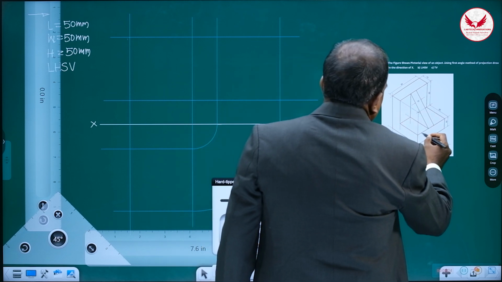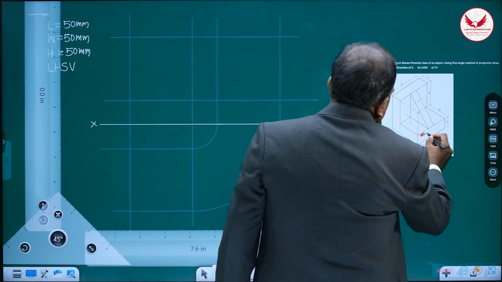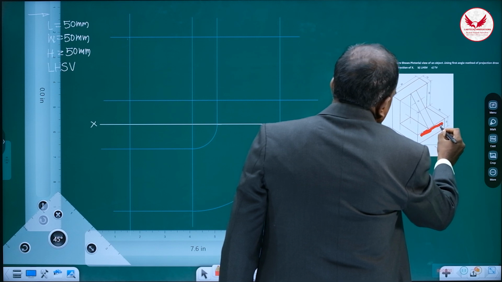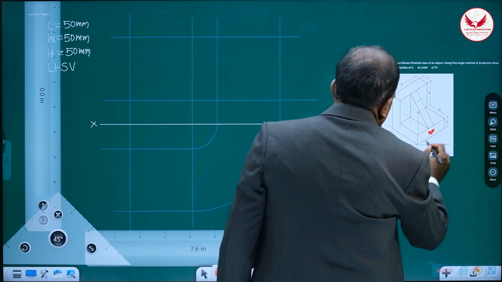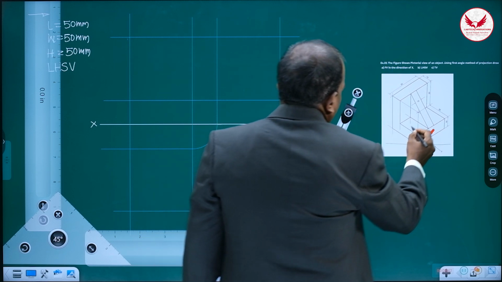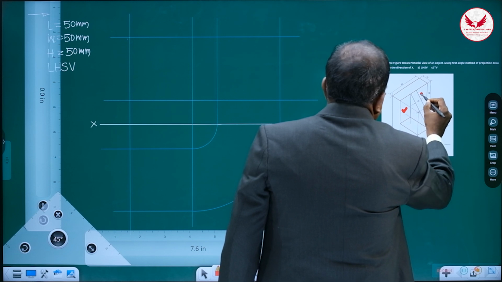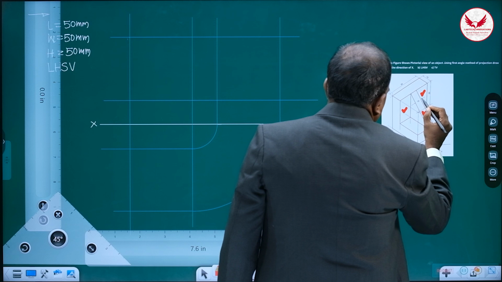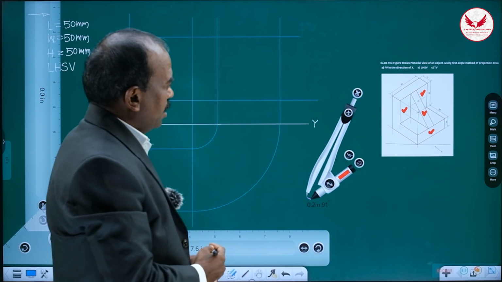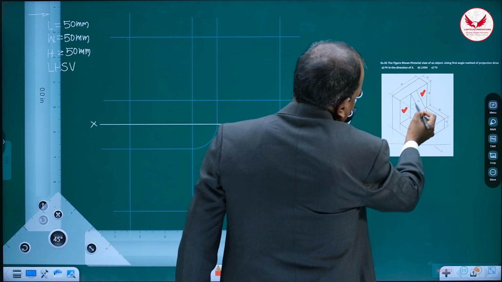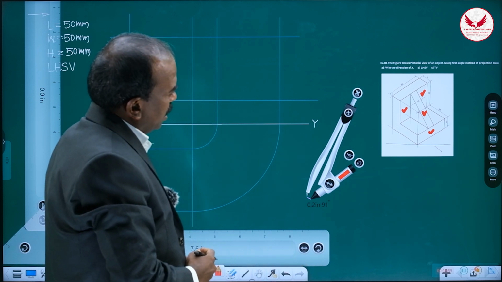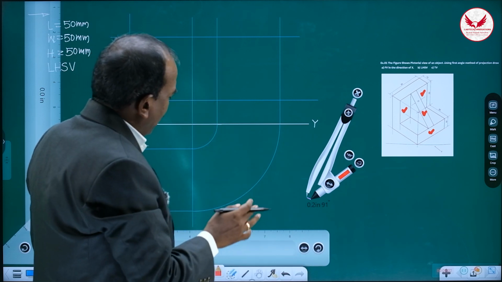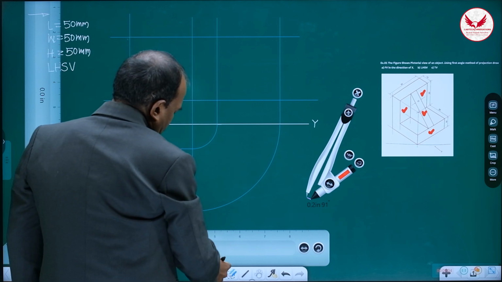I'll use some color. From the frontal direction we can see this object, this portion, this part, I'm marking it, or this portion we will find. Similarly this part, and this is also visible in the frontal direction, means this rectangle, and this slant rectangle. So this portion is going to be visible. So whatever visible part is there in the frontal direction, that you can draw.